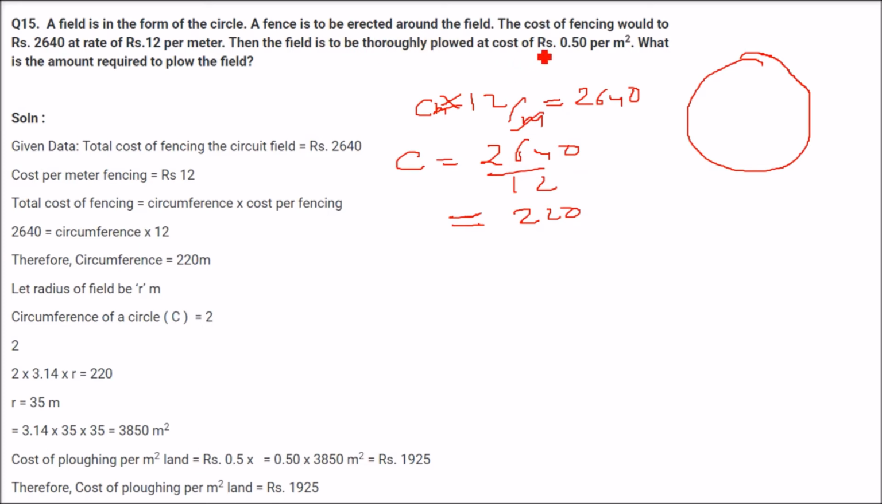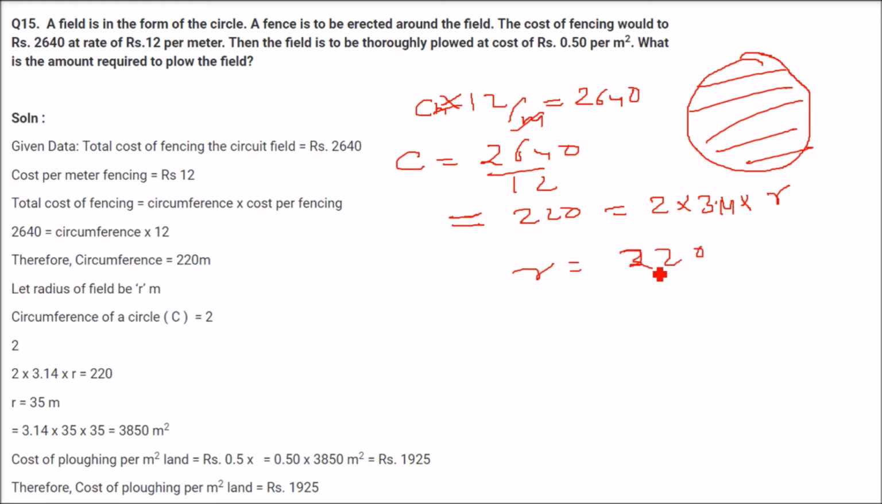Then the field is to be thoroughly plowed at a cost of this much, that is totally plowed. So area we have to find out. Circumference is this one. It can be equated to 2πr. So r will be equal to 220 by 2 into 22 by 7. So this is 10. You get 70 by 2. That is 35. Radius is 35.